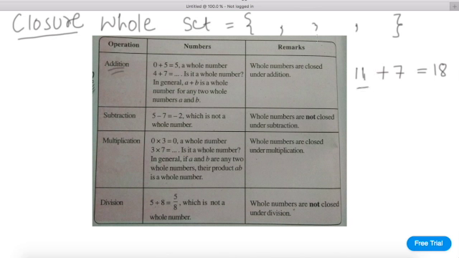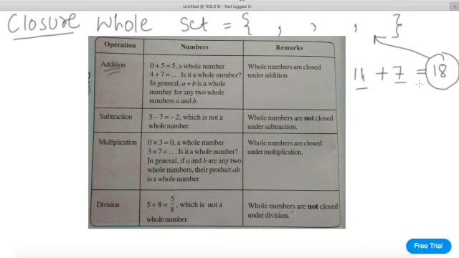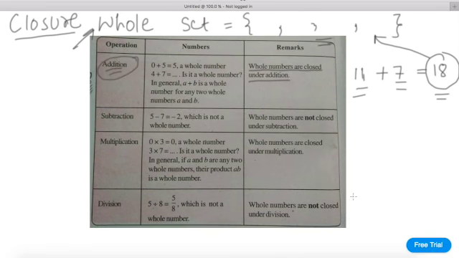11 is a whole number which belongs to this set. 7 is a whole number which belongs to the set. 18 is also a whole number. Can 18 be included in this set? Yes. Why? Because it's a whole number. It means that the whole numbers are closed under addition, which means if you perform addition as an operation on two whole numbers, you get another whole number and the set is said to be closed.